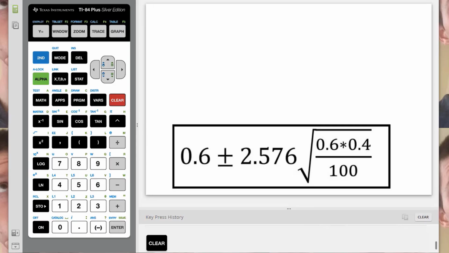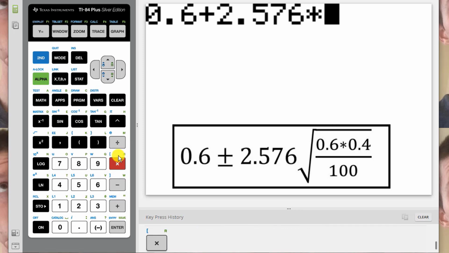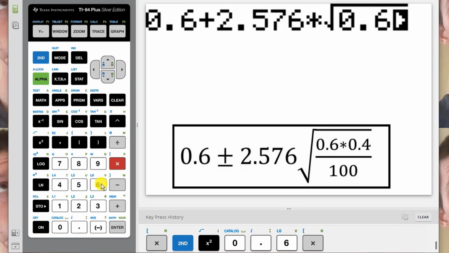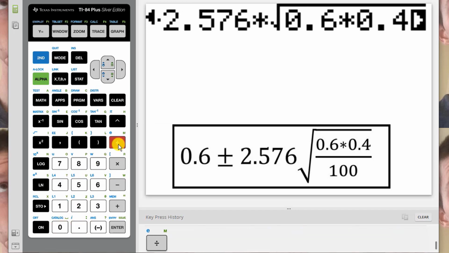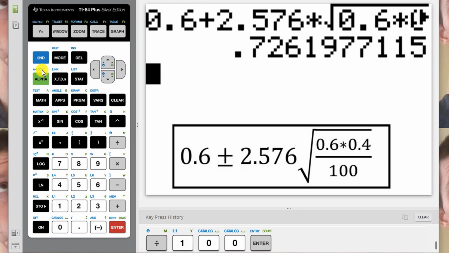Since the formula is a tiny bit more involved, I figured I'd show you how to type it into the calculator. I have a TI-84 calculator here, but any scientific calculator should work similarly. Type 0.6 plus 2.576 times the square root of 0.6 times 0.4 divided by 100. After that, you might have to close the parentheses on some calculators. If we press enter, we get the upper bound of the confidence interval.